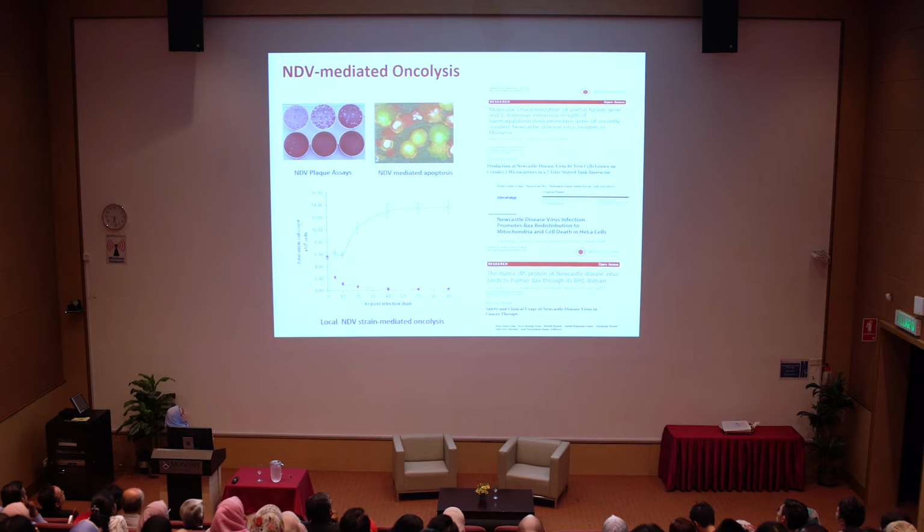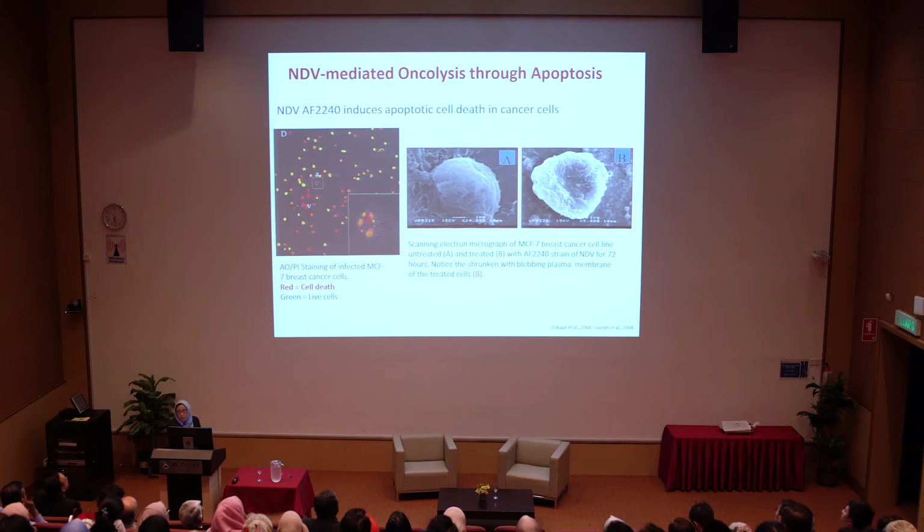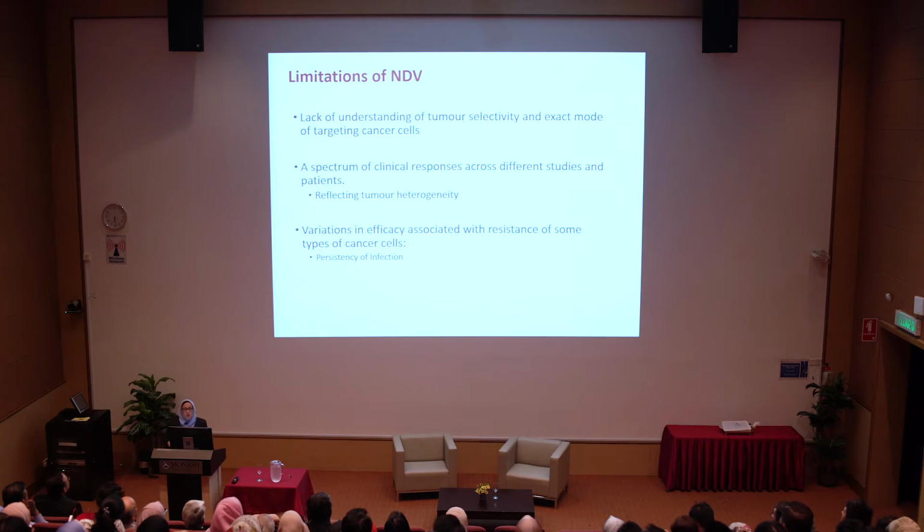interaction. Here you can see that after treatment with NDV, the cells all die. The cells which are not treated with NDV survive. This image here shows that NDV induces cell death in cancer cells through apoptosis, as evident by this electron micrograph here. You can see cell blebbing, and you can also see here the red color shows cell death after staining. We still don't know the exact mechanism of action by which the virus selectively targets.